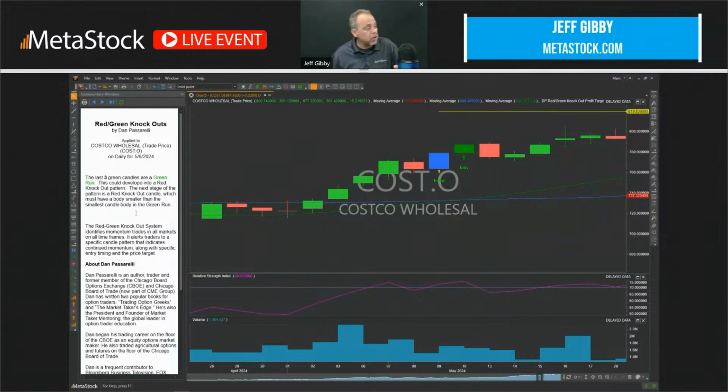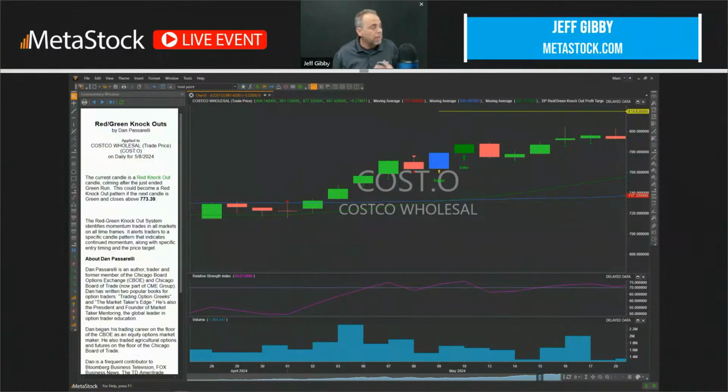When I apply this to the chart, it's going to outline this on the chart. I'll just go through it real quickly. Right here, the last three candles are green. This could develop into a red knockout pattern. The next stage of the pattern, here's what you're looking for, a trigger. On day number 4, we're still going up. So the last 4 green candles are part of a green run. This could develop into a red knockout pattern. We're waiting for a red bar, which happens on the next day.